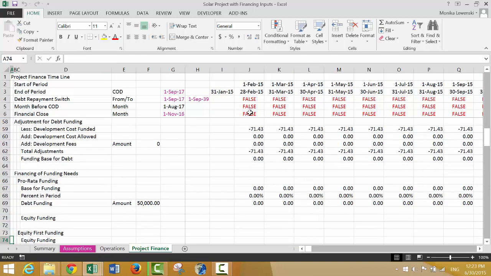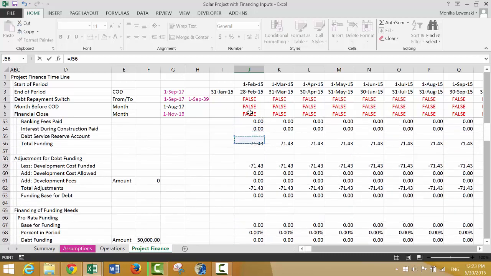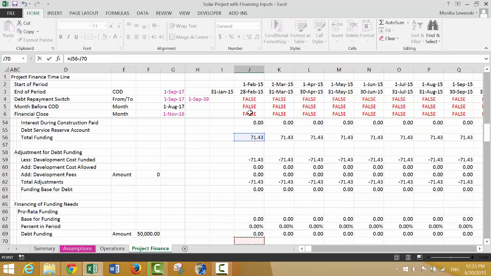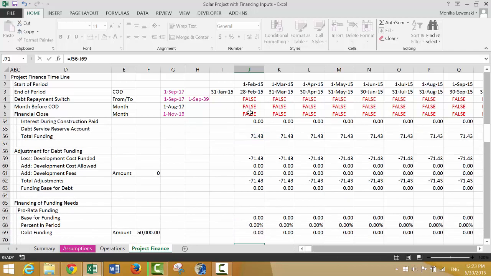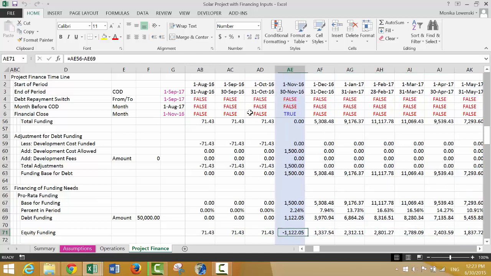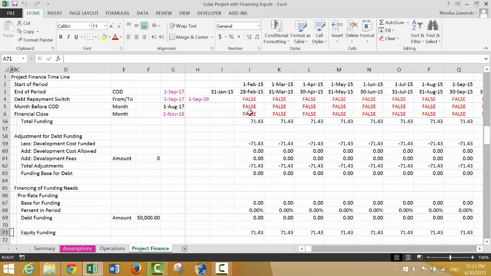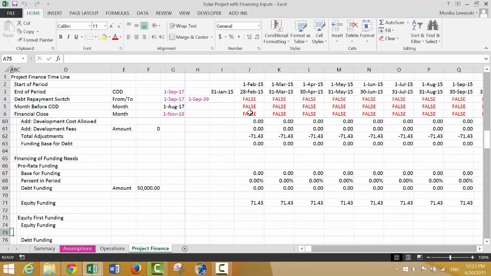Now, the equity funding will just be not the total amount of the funding we need, the actual cash that we need, minus the debt funding. Okay, so we need equity funding for our development cost. We get it all back then. We have a negative amount. And then we have some positive amounts. That's kind of how the thing works.